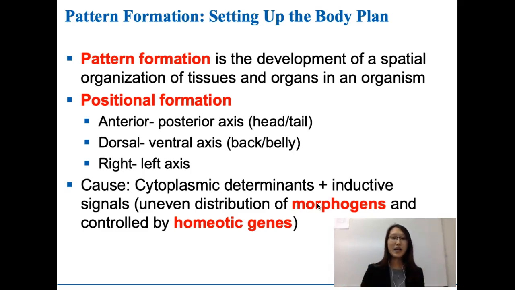These cytoplasmic determinants are going to determine what these cells are going to become, right? What path are they on? Are they on the path to become the head? Are they on the path to become the tail? So that's cytoplasmic determinants. And then we have inductive signals, which is the determination process of a cell through signals sent between cells and within a cell. So here we have uneven distribution of morphogens, and then it's controlled by homeotic genes. You should know that homeotic genes help determine cell fate. So we'll talk about that in a second.